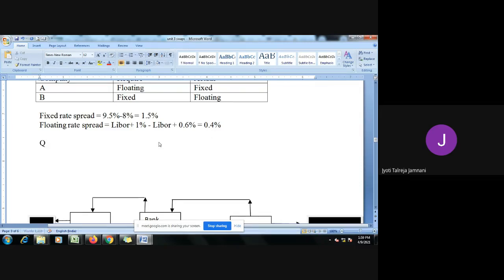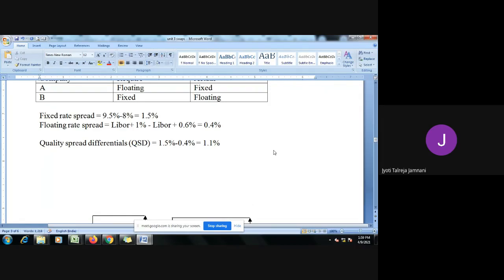Now we'll find the quality spread differentials, QSD. In case of QSD, what we do, we find the difference between both the spreads. So 1.5% is the fixed rate spread minus 0.4 is the floating rate spread. So I find the difference between them, and that comes to 1.1%. So 1.5 minus 0.4 is 1.1.